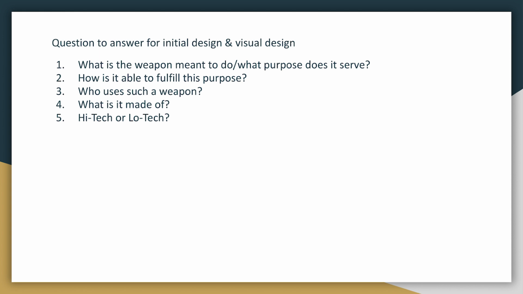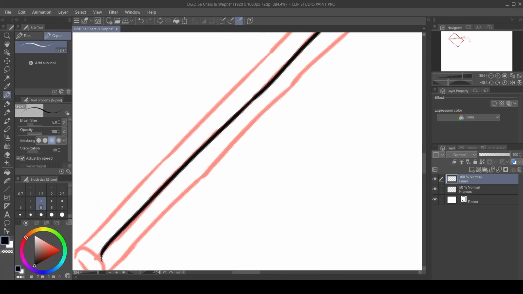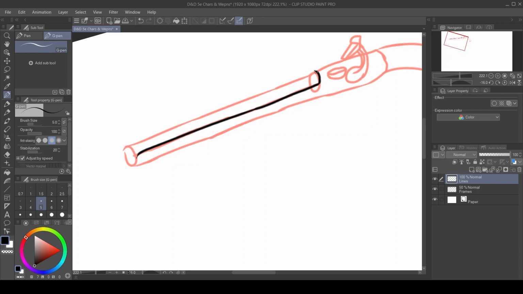Second, how is it able to do these things? Third, who uses such a weapon? Fourth, what is the weapon made of? And fifth, is it high-tech or low-tech? Answering these questions should give you a decent idea of what to do visually and possibly mechanically.